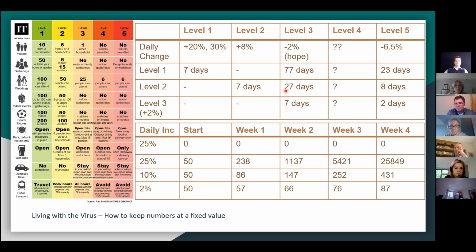Well, if we spent 7 days at level 1, then we need to spend 77 days at level 3 or 23 days at level 5 to give a balance. And that's again being hopeful that level 3 works. Level 2, again, so where we were 7 days on level 2 means 27 days on level 3 to give itself a balance, or 8 days on level 5. So you have to bounce around between 2 levels.